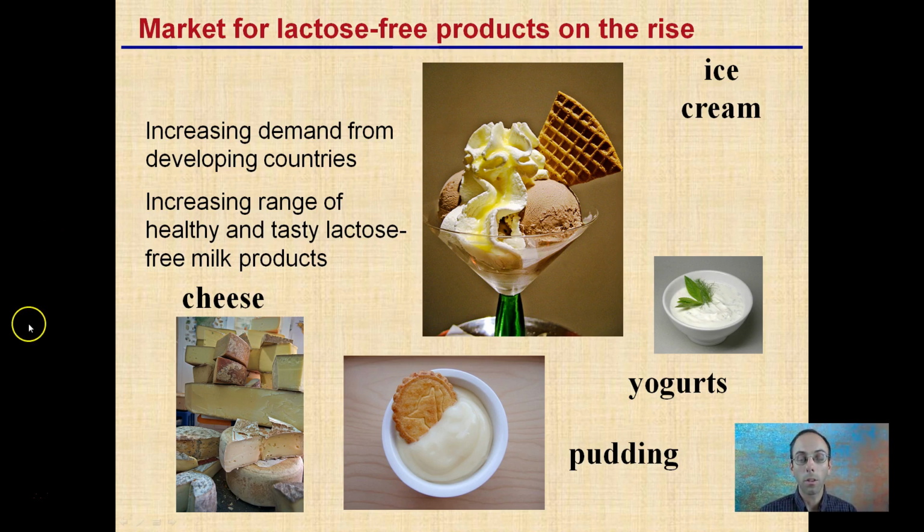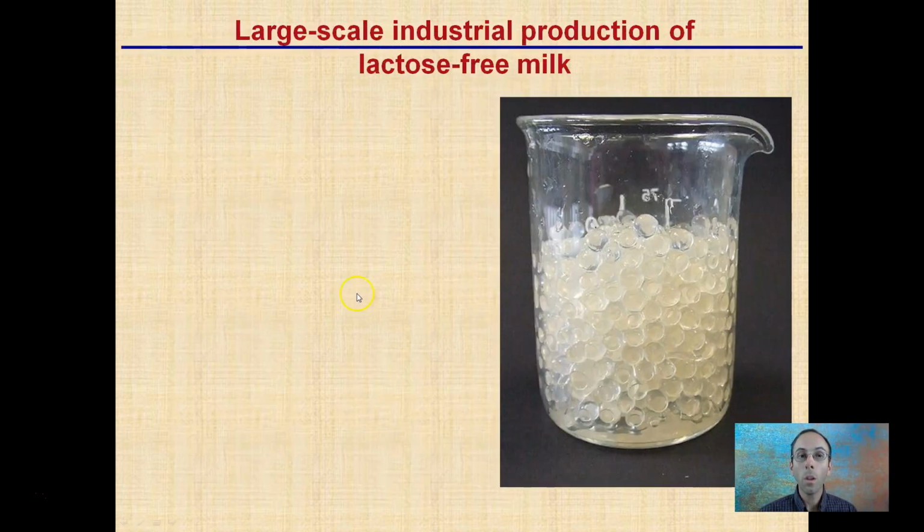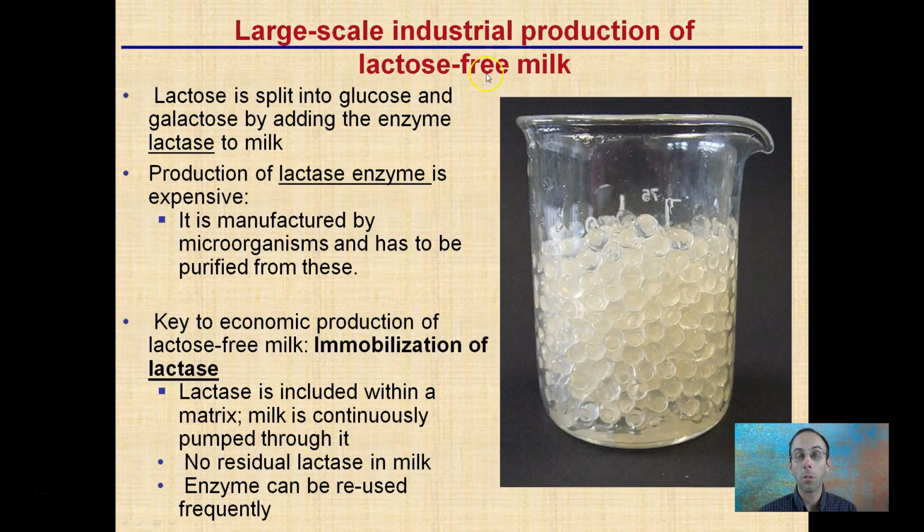There's an increasing range of options because of the different mechanisms we have to reduce the presence of lactose in certain products. One of those is large-scale industrial production of lactose-free milk. So here we have all these beads in this beaker, and what happens is we can produce lactase enzymes. Even though it's expensive, it can be manufactured by microorganisms and then purified from these microorganisms. Here we can coat these small beads with the lactase enzyme. From here we can run milk through this large column. So we can run milk continuously pumped through this.